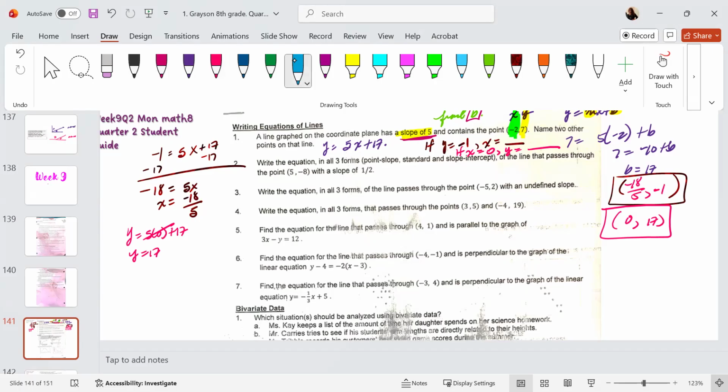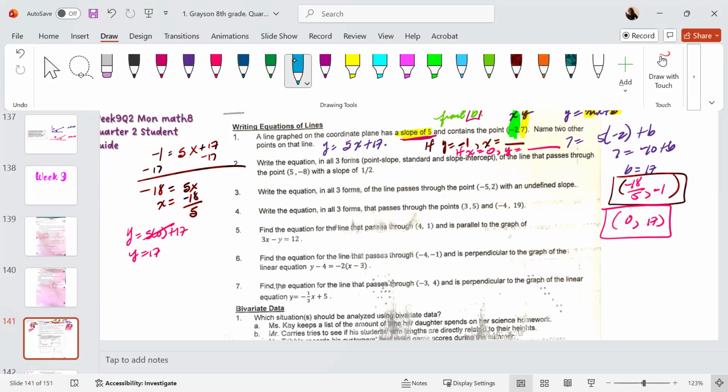Number 2. When I'm ready. Did you not do it? Okay. Well, just explain to me what you would do. Read the question and explain to me what you would do. The equation in all three forms, point-slope, standard, and slope-intercept, of the line that passes through the point 5 and negative 8 with a slope of 1.